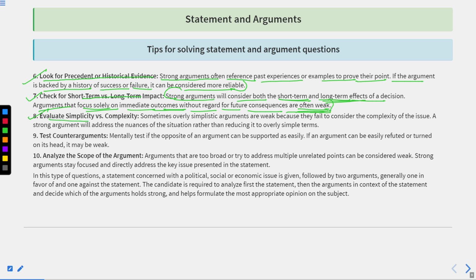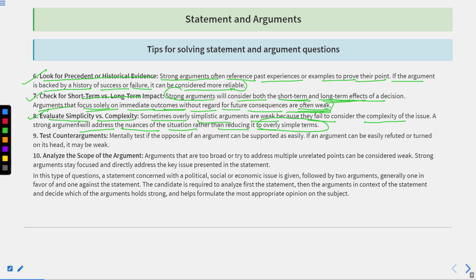Evaluate simplicity versus complexity. Sometimes overly simplistic arguments are weak because they fail to consider the complexity of the issue. A strong argument will address the nuances of the situation rather than reducing it to overly simple terms. So if the argument given to you is completely simple, there are chances that it can be considered a weak argument. So all these policies have to be kept in mind whenever you are solving statements and arguments.